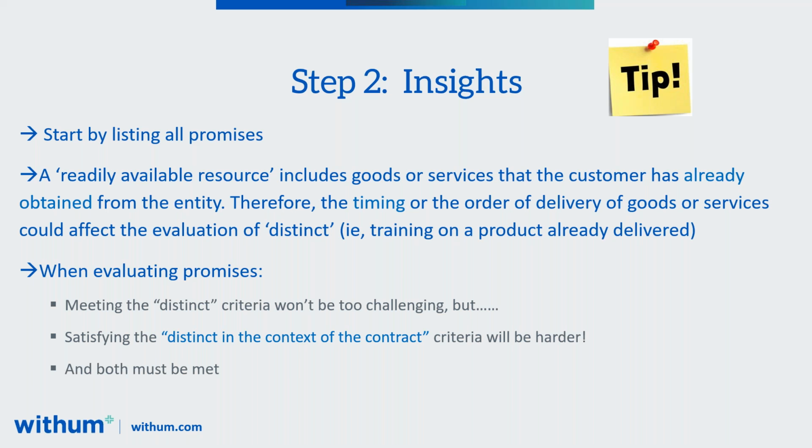As I said before, the best place to start is really by listing all promises. Depending on how complex and lengthy the contract or the agreement is, you could have a very long list. Or if it is just a very short or an abbreviated agreement, you may have a very, very short list. But do start by listing all of them and then apply that definition of distinct that we just went through to each of them.